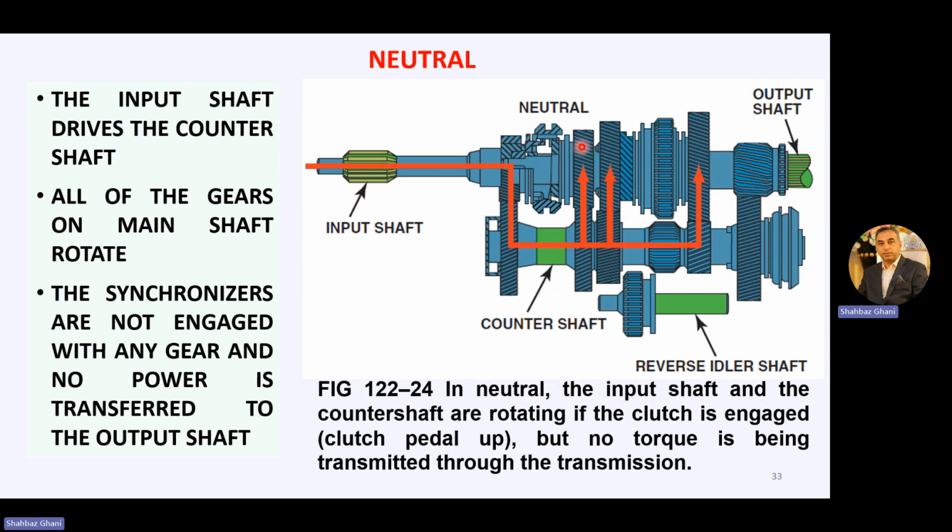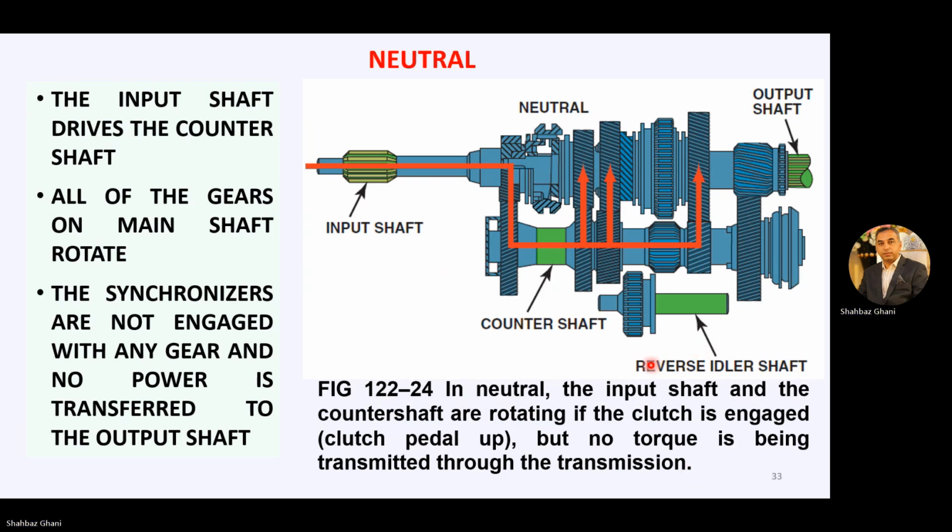All gears are rotating here, but none is in contact. The synchronizers are not engaged with any gear and no power is transferred to the output shaft. So it is only rotating here and no power is transmitting to the output shaft. In neutral, the input shaft and the counter shaft are rotating. If the clutch is engaged, clutch pedal up, no torque is being transmitted to the transmission.